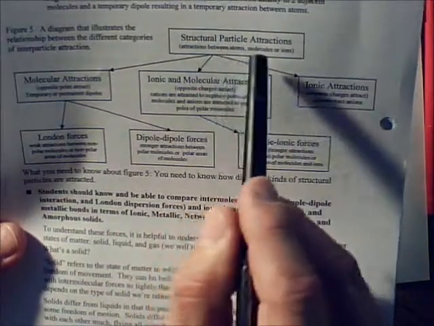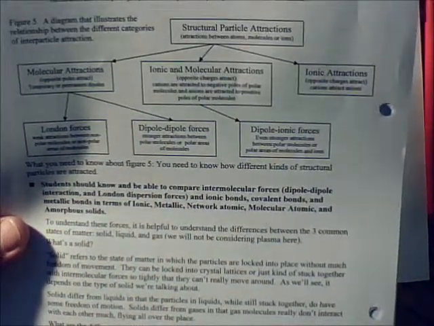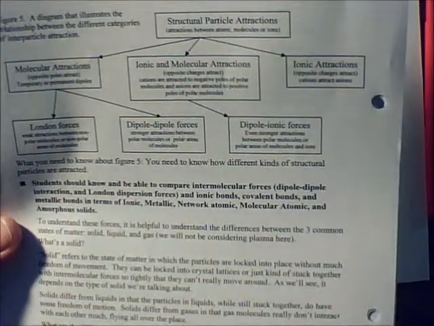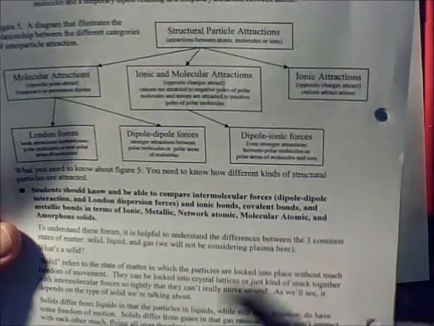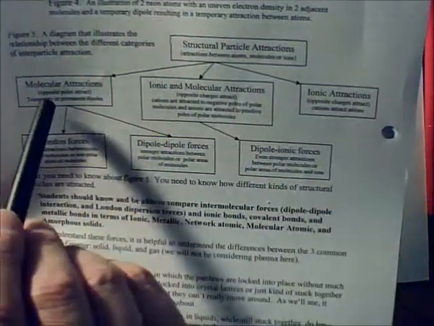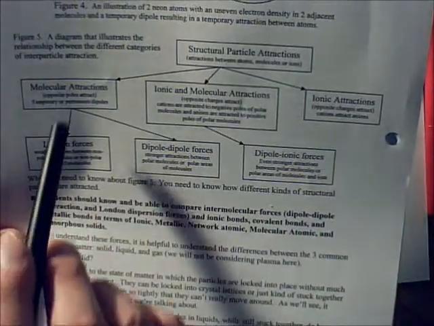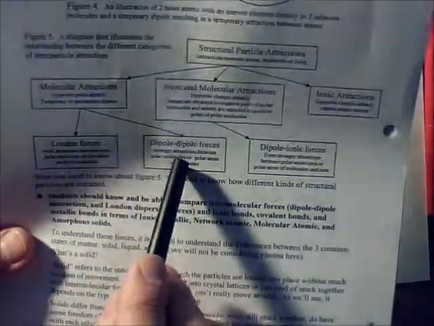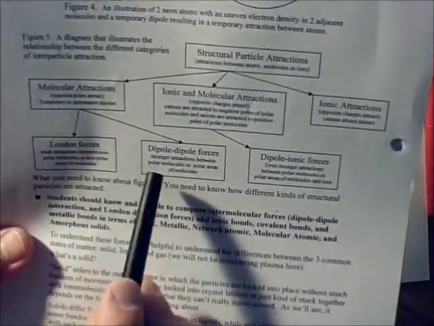Okay? All right, so not only do I have that Venn diagram, but I have a kind of an organizational diagram in the unit handout. Called structural particle attractions. This is something you probably need to do your best to commit to memory. And not only commit to memory, but try to understand how this all works. Okay? So structural particle attractions for molecular attractions have to do with those London forces and dipole-dipole forces, because some molecules are polar and some are nonpolar, and there's some kind of in between.